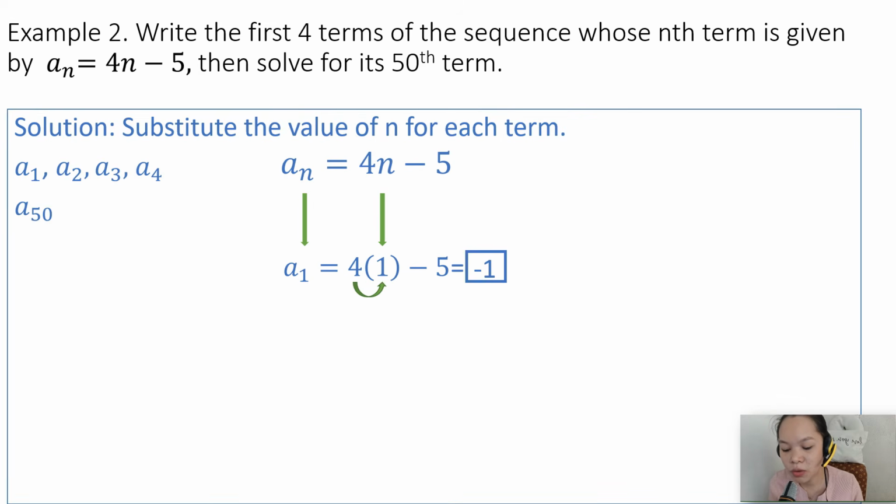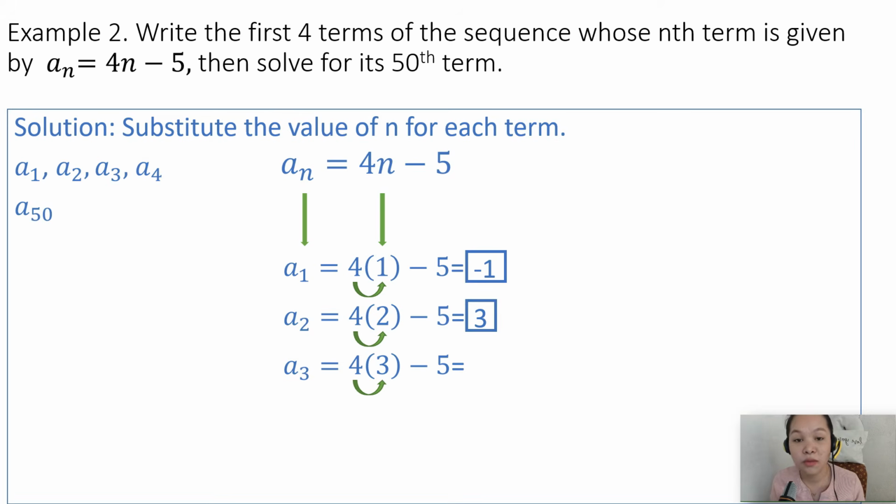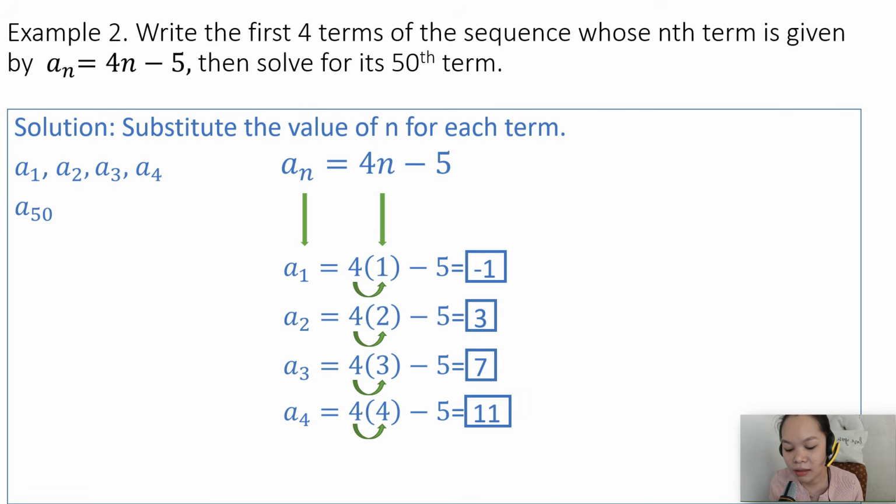Next, for a2, we have a2 is equal to 4 times 2 minus 5. So 4 times 2 here is 8. 8 minus 5 is 3. So our a2 is equal to 3. Next, for a3, we have 4 times 3 minus 5. So 4 times 3 here is 12. And 12 minus 5 is 7. Next, for a4, we have 4 times 4, that is 16. And 16 minus 5 is 11.